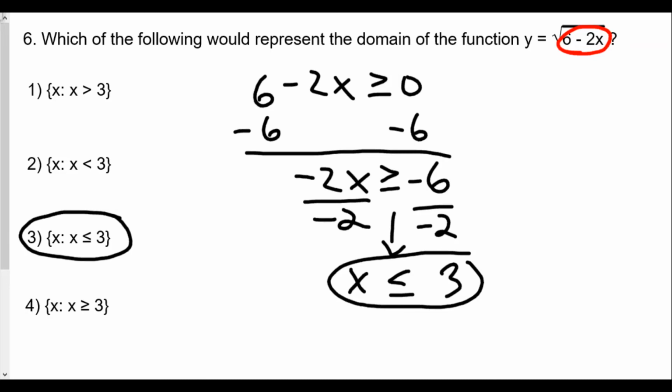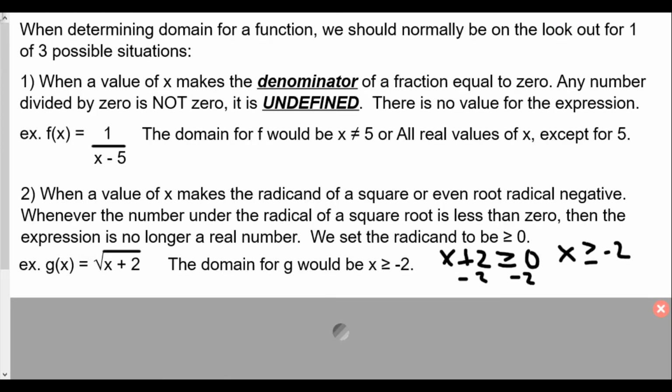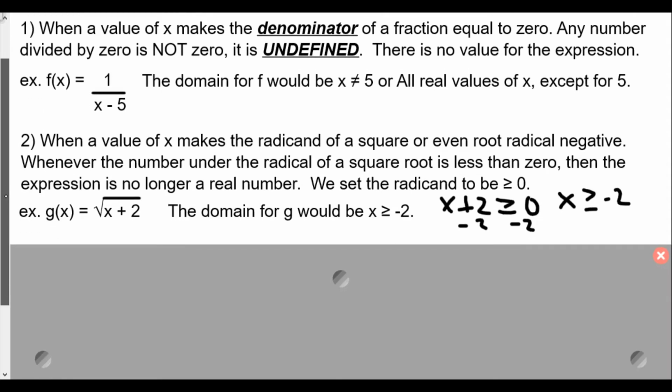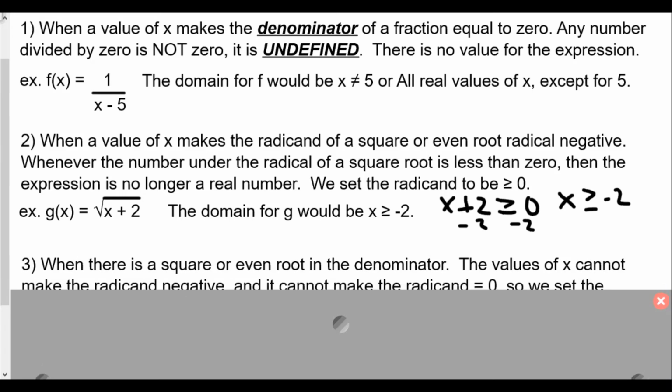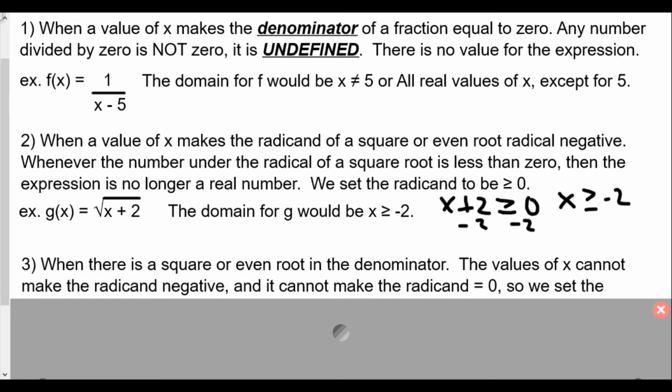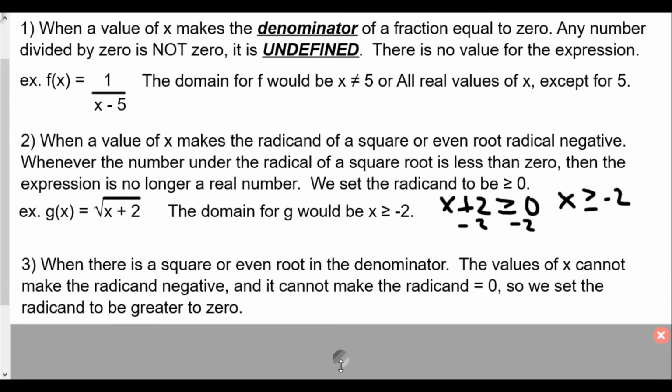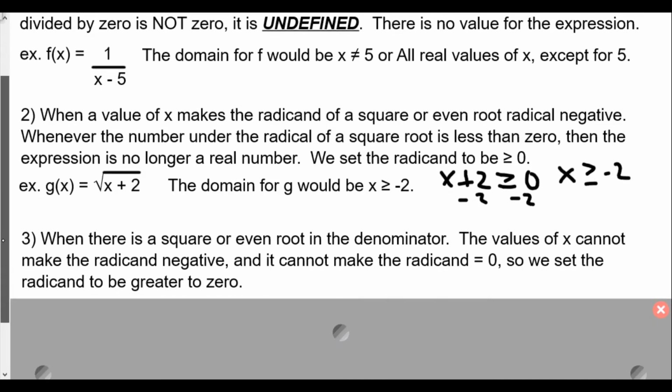Well, before we go to the next question, actually, there is a third example. I said 3, all right? So what could the third one be? The third one would be the following. When there is a square root or even root in the denominator, the values of x cannot make the radicand negative, and it cannot make the radicand equal to 0. So we set the radicand to be greater than 0.